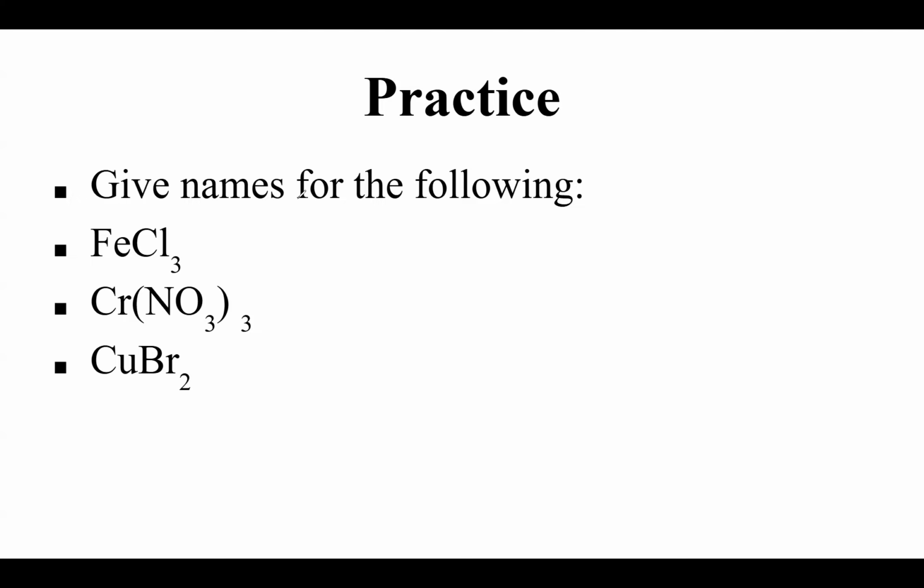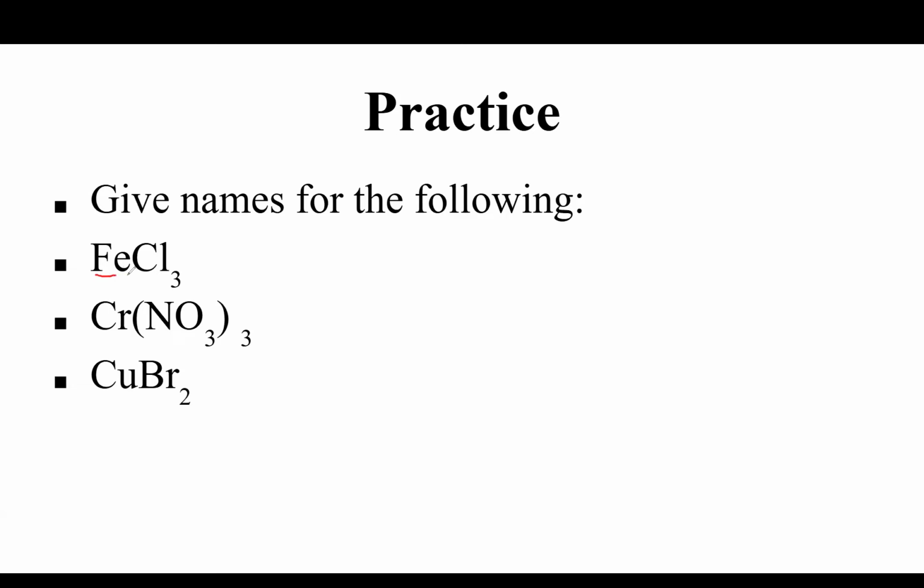So let's look. We're going to give these names. FeCl3. Well, looking at the periodic table, we know Fe is iron, and we know Cl is chlorine. But we also know that we change the ending to -ide. So this is iron chloride. We're missing something though. We need to know what iron it is.